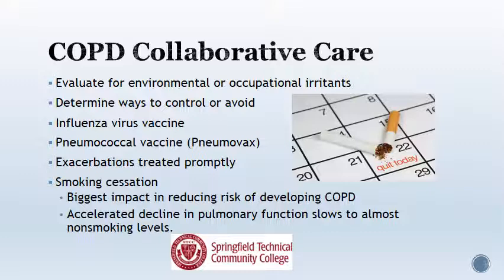In general, you're going to evaluate for any environmental or occupational irritants, and determine ways to control those or avoid them. You're going to have them get the flu vaccine, the Pneumovax, and make sure that they get rapid treatment in case of an exacerbation. Quitting smoking is the number one thing that these patients can do to improve their health. Obviously, if somebody doesn't have COPD, it's the biggest thing they can do to reduce their risk of developing it. And patients who stop smoking, their decline in pulmonary function will slow down to almost non-smoking levels.